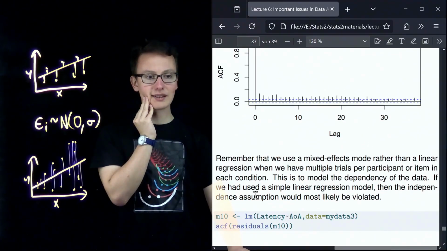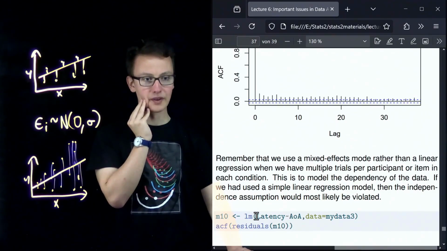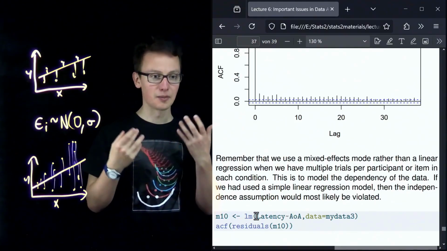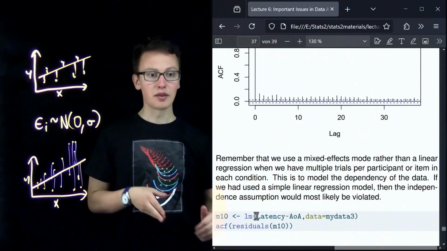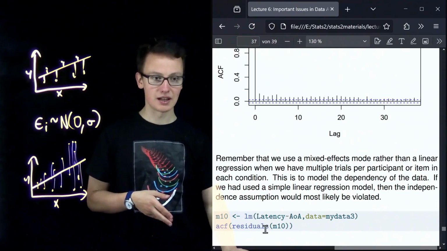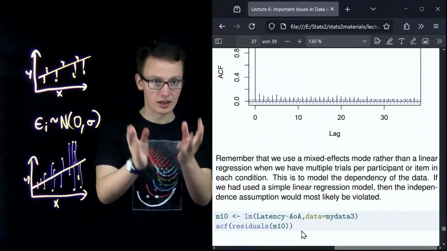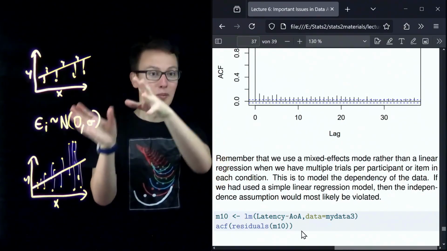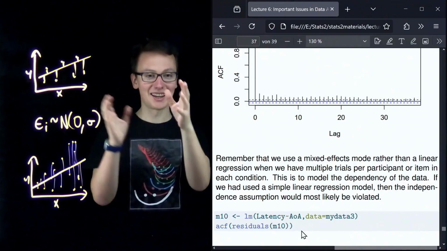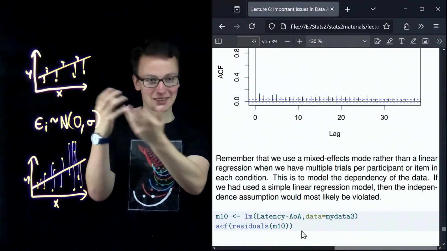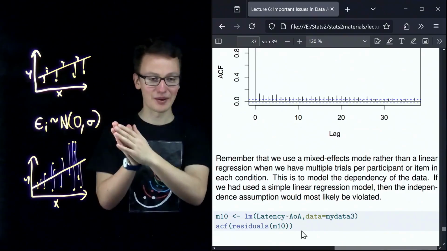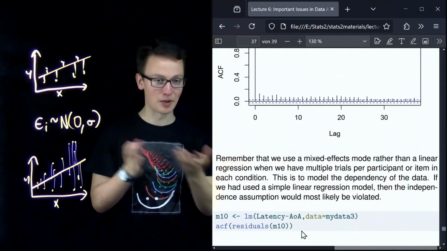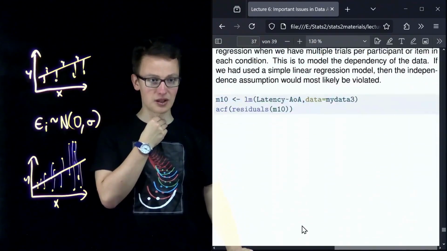If we had fitted a simple linear model on the unaggregated repeated measures data, then we would see that the autocorrelation is much more dramatic, because now there would be a correlation between residuals pertaining to one particular participant, because they will share certain properties, like maybe Tom has higher variance than another person. Then we would have a problem, right? Because then there would be autocorrelation, and this we can see here.